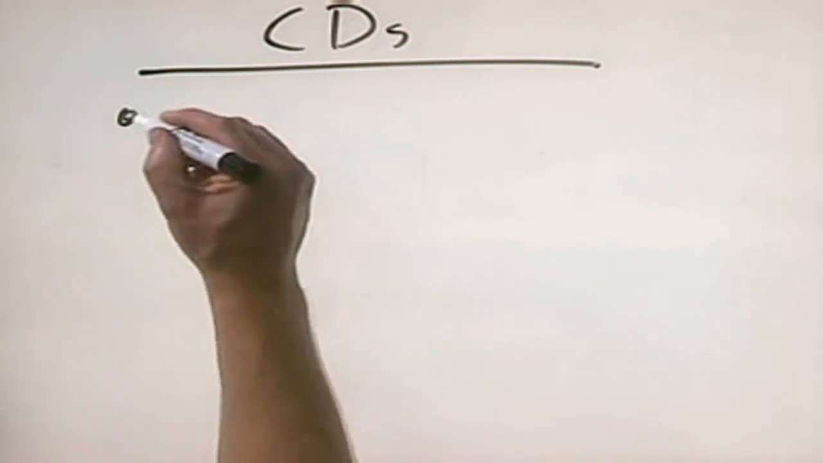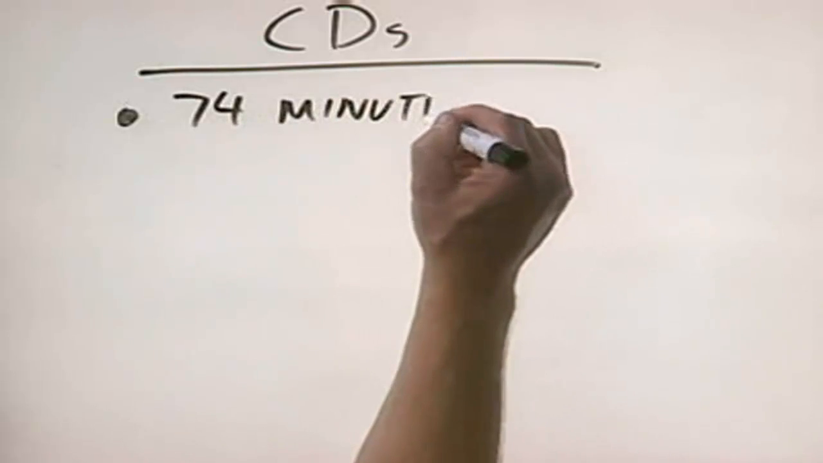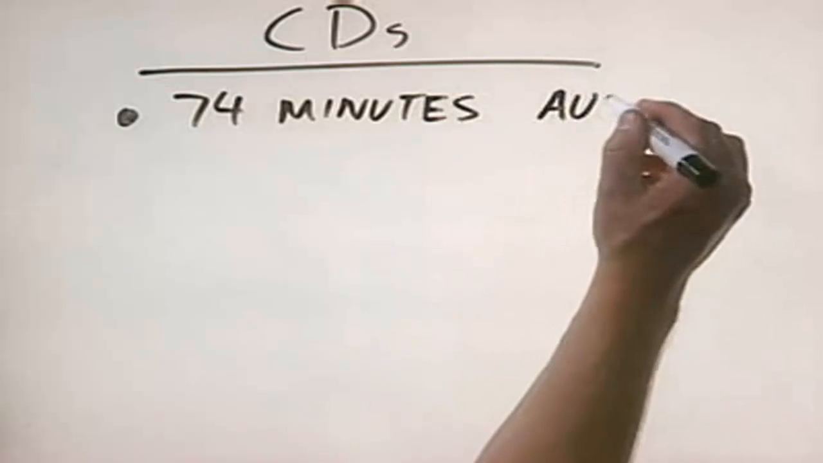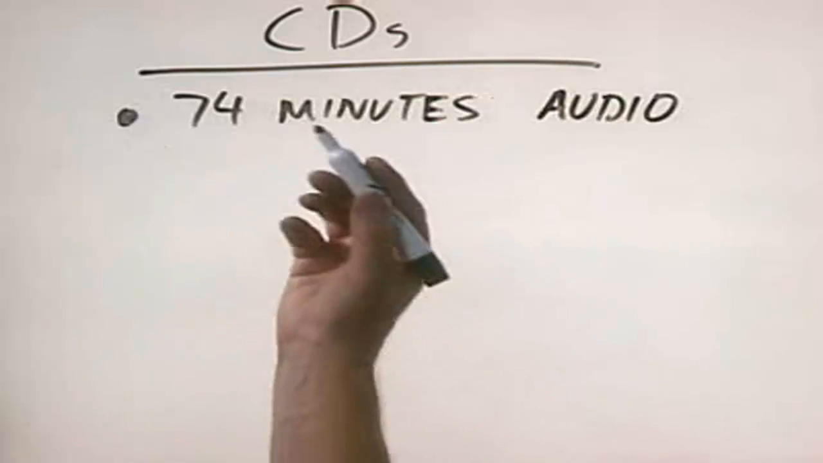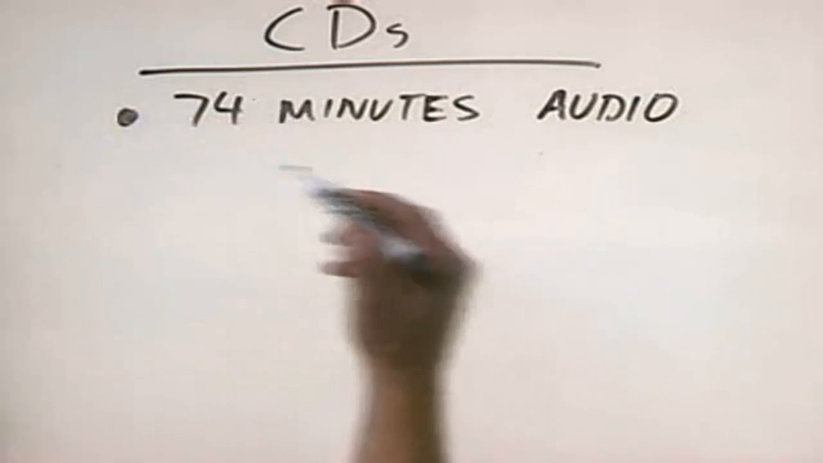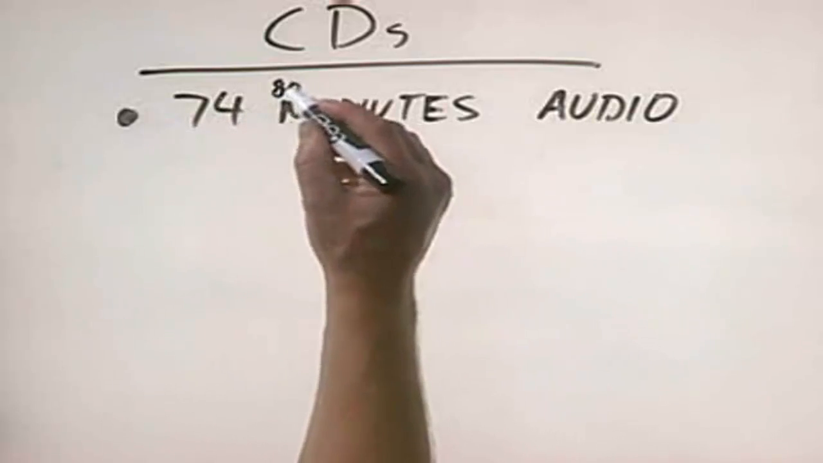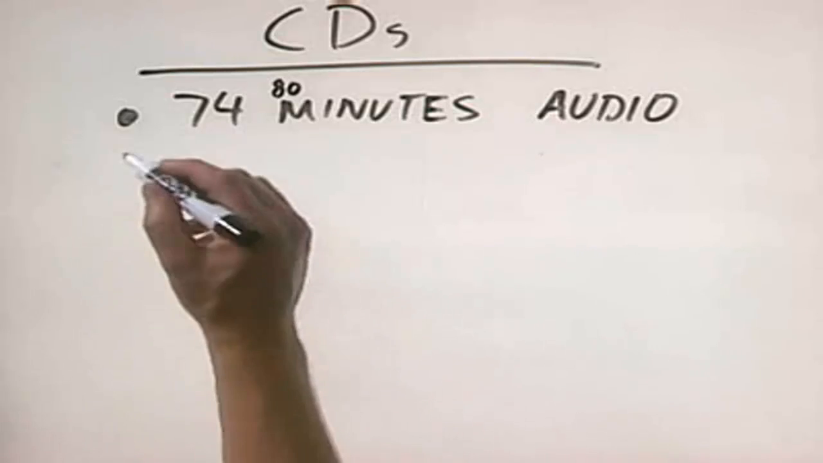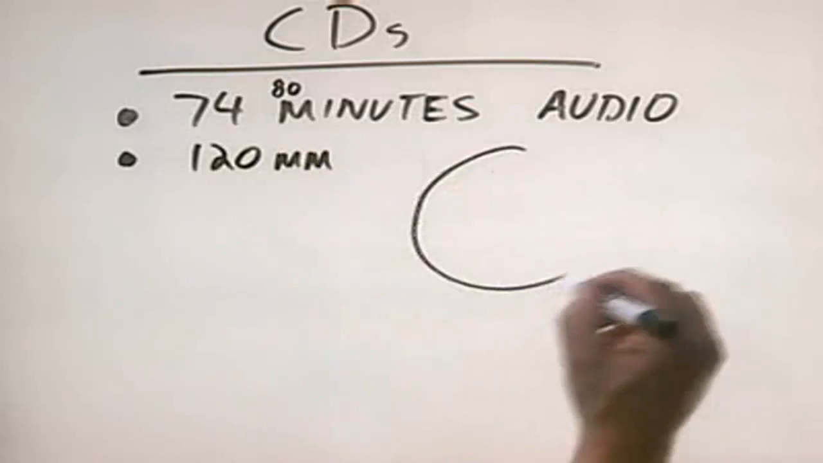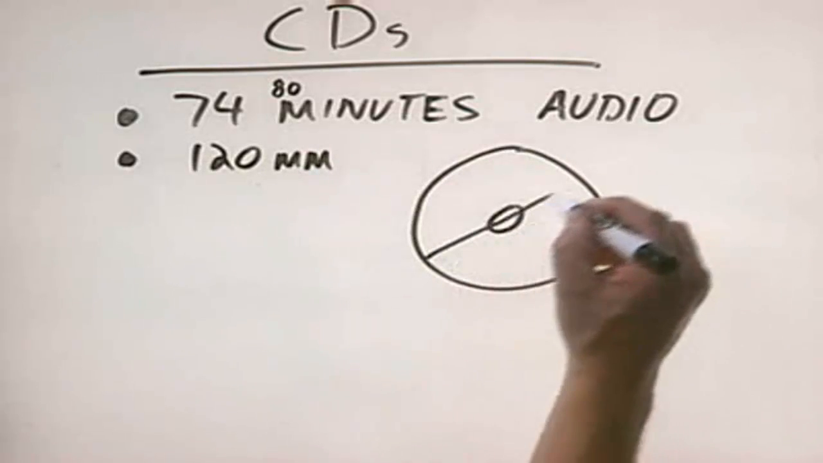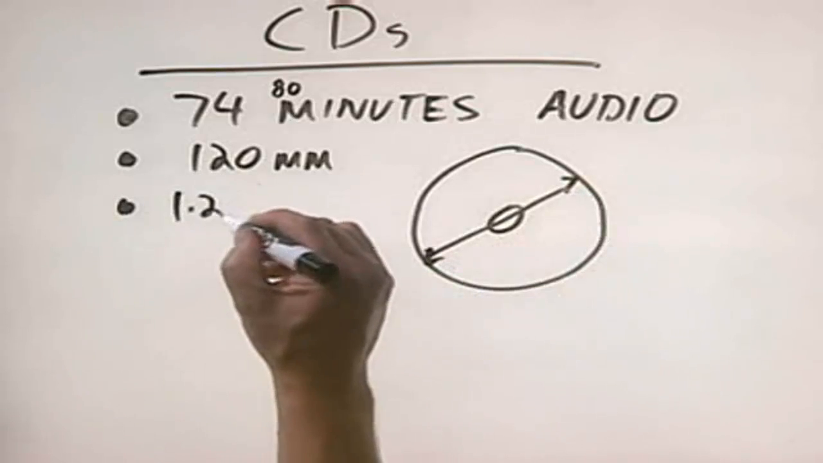A CD is designed to hold 74 minutes of audio. That same specification was carried over to PCs. However, now when you go to the store to buy, for instance, a recordable blank CD, you'll see that you can buy them in either 74 minutes or 80 minutes as well. A CD is 120 millimeters in diameter, and it is also 1.2 millimeters thick.